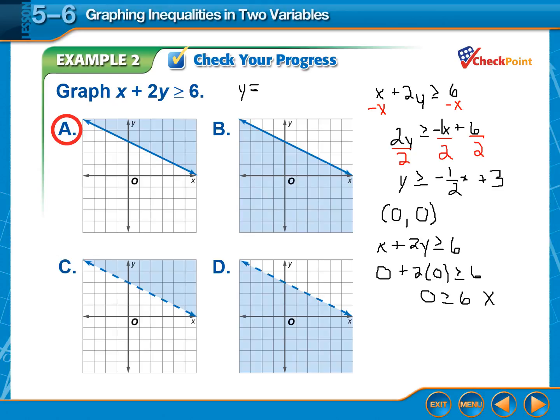Okay. So 0 is not greater than or equal to 6, which means that (0, 0) is not a part of my solution, so I shade in the side that does not have (0, 0). So between A and B, A shows the side that has (0, 0) not shaded in. It's the opposite side of the boundary line, so that's how we get A as a solution to x plus 2y is greater than or equal to 6.